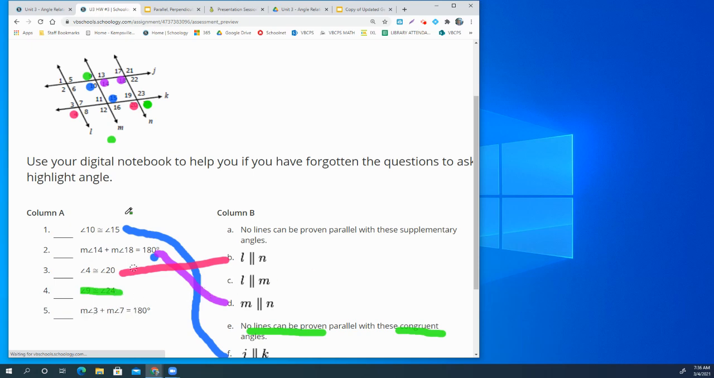Which means 3 plus 7. 3 plus 7 is a linear pair. 3 and 7 are going to add up to 180 because they make a straight line. So 3 plus 7 is a true thing, but they are not going to prove anything parallel because they are supplementary, because they are a linear pair. Okay? They've got to be connected by a transversal, and they've got to be in 2 different intersections. Okay?